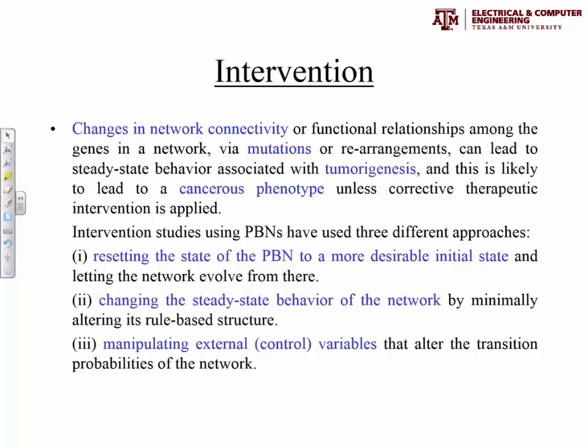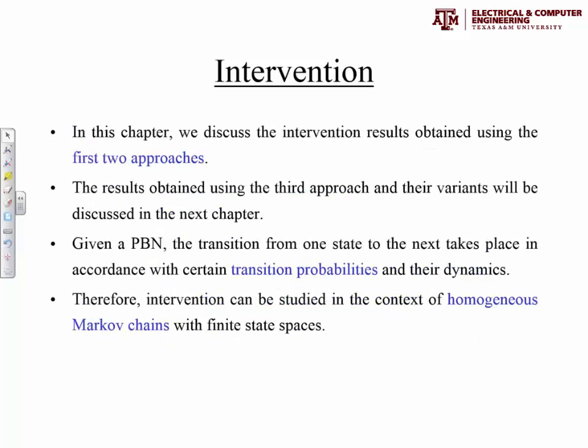Another one would be, if you look at the truth table for the probabilistic Boolean network, you go and change some of the entries in that table. That will change the underlying wiring of the network, and hopefully that's going to give you good behavior. The other one, where you use optimal control theory, we'll talk about in the next chapter. So in this chapter, we discuss intervention results obtained using the first 2 approaches. The results obtained using the third approach and their variants will be discussed in the next chapter.